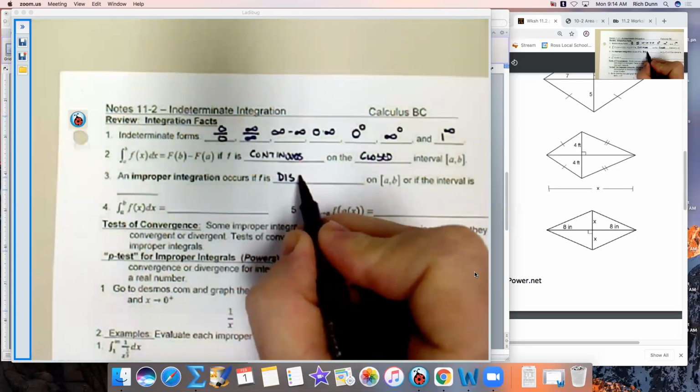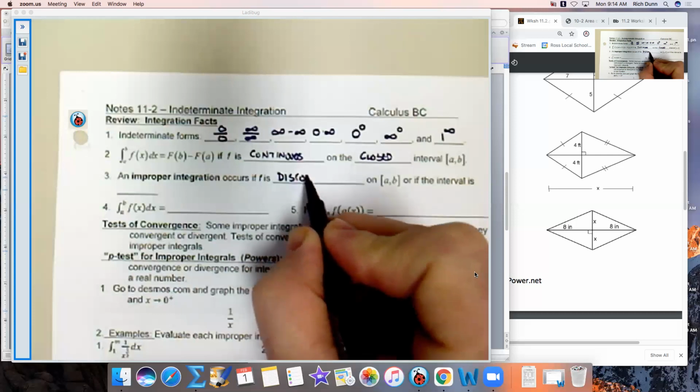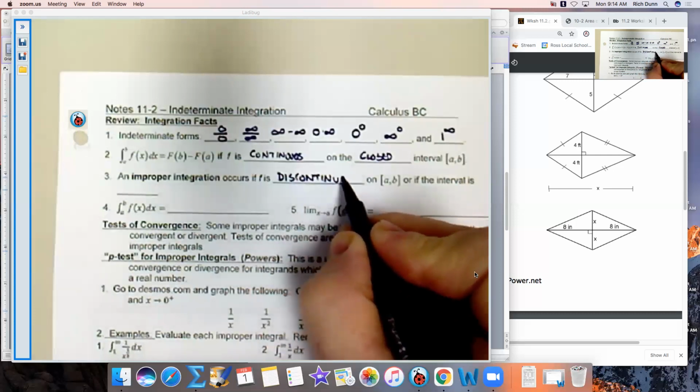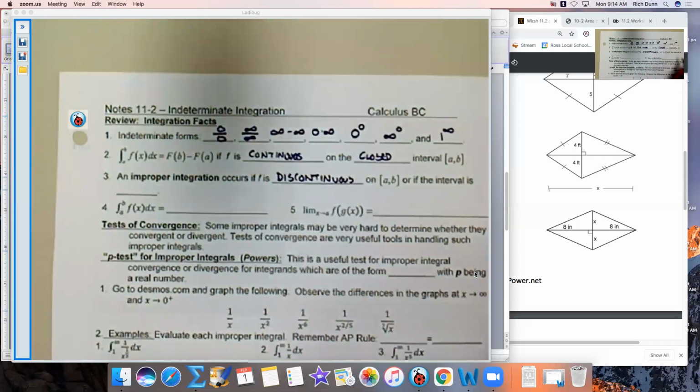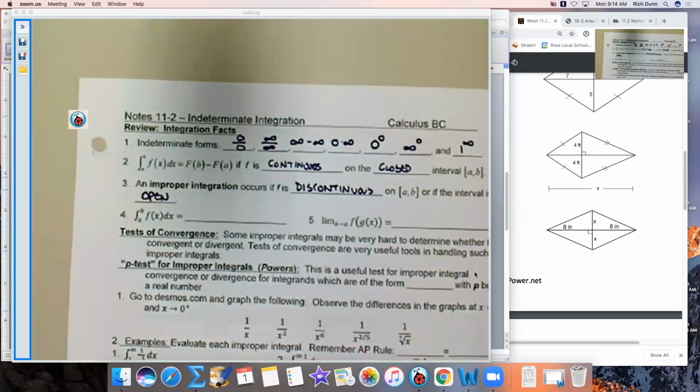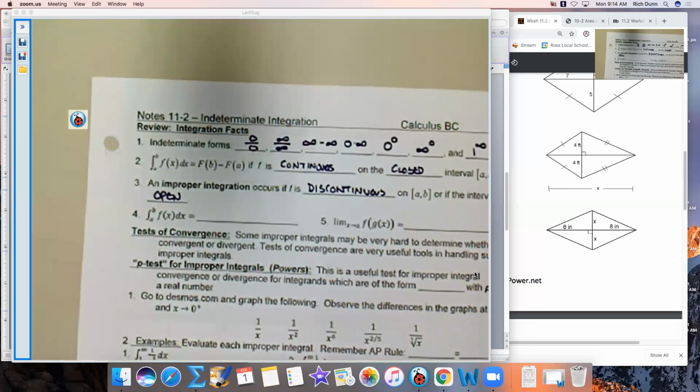We have something going on in our domain that causes this function to be discontinuous, or if the interval is left open, we have something going on at one of the ends. Either a is going to infinity or b is going to infinity.